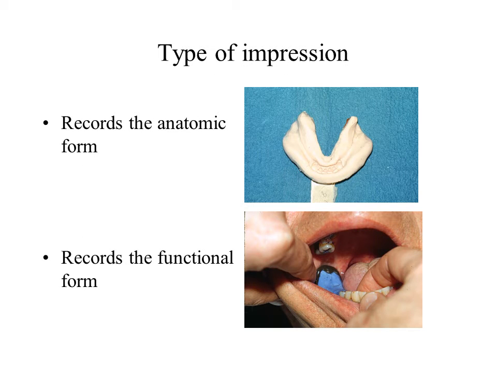Your irreversible hydrocolloid anatomic impression records the anatomic form of the arch. This is used to fabricate the framework. Tissue of the edentulous ridge may be recorded with a functional border molding technique very similar to the complete denture.